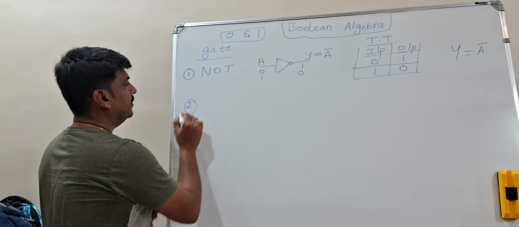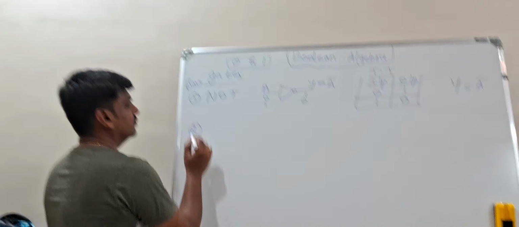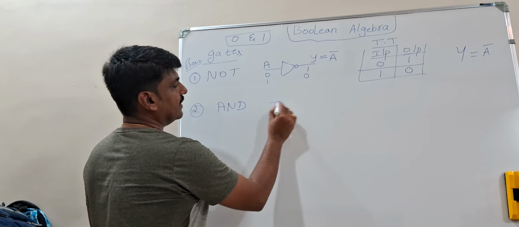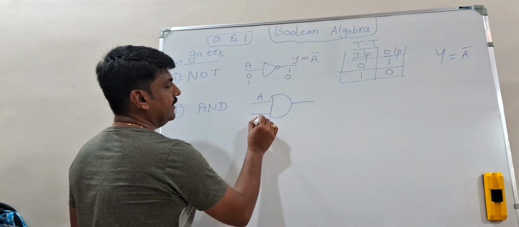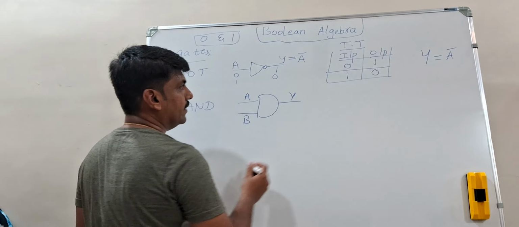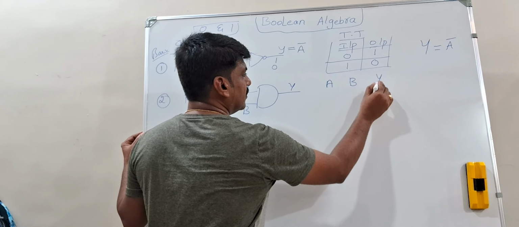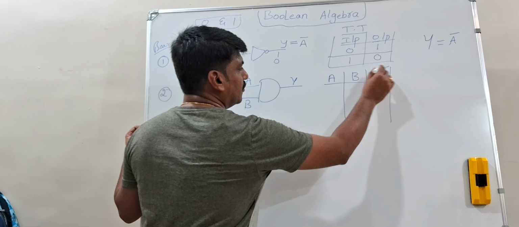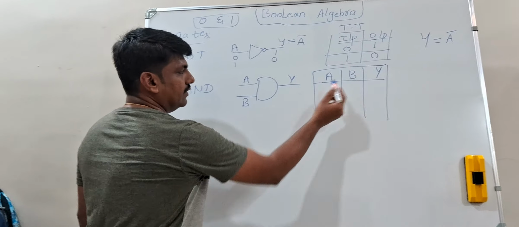The second of the basic gates is the AND gate. The symbol of the AND gate is like this, where the AND gate has two inputs, A and B, and the output is Y. So how can we write the truth table? We write A and B as inputs and Y as the output. The truth table is a table which shows the relationship between input and output. Here we can start writing the combinations of A and B.